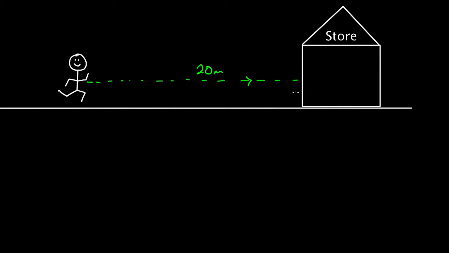You totally realize you dropped your money back here, 15 meters from the front door, 15 meters back that way. So, Jay, how far did Rocco go? 35 meters. Rocco, how far did you go?